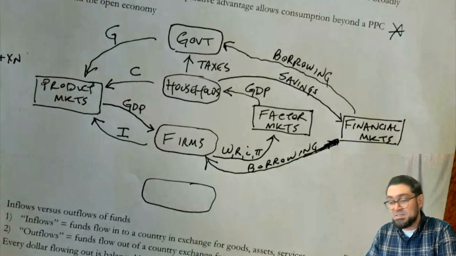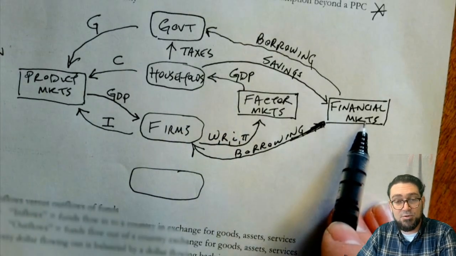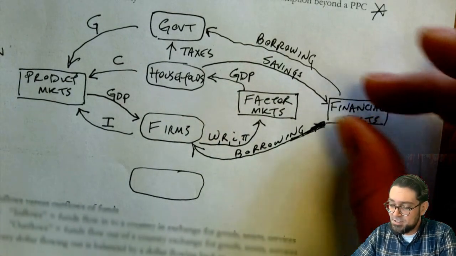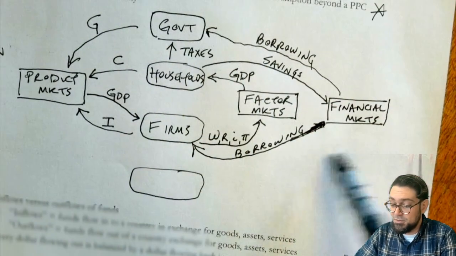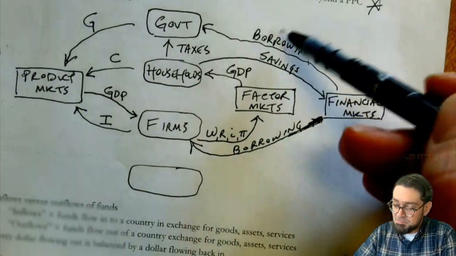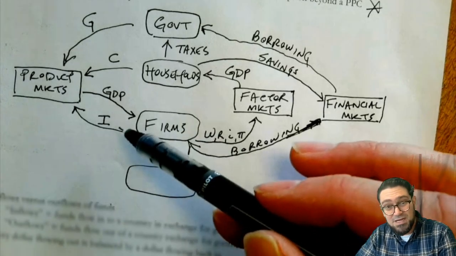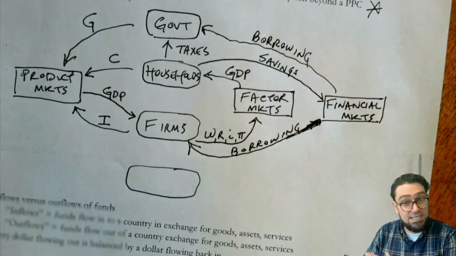And what I like about this part of the diagram is that it really shows you savings from households flowing into financial markets. And then you've got two spots that could go. It could go to the government or it could go to firms. And that's what crowding out really looks like, right? If the borrowing up here gets bigger, then there's less borrowing available for the firms to do investment spending that would grow the economy. So that's the crowding out.